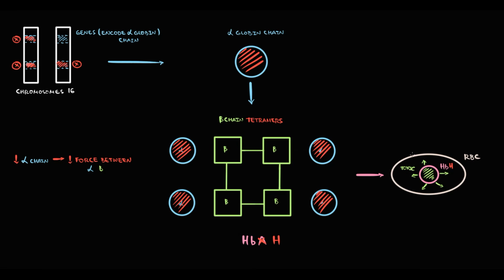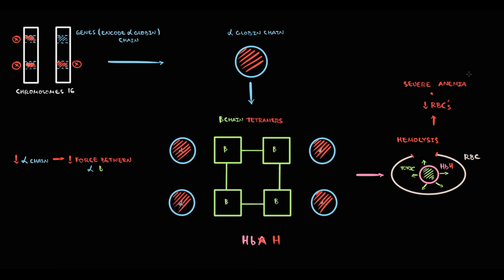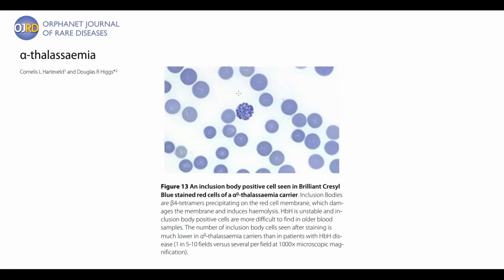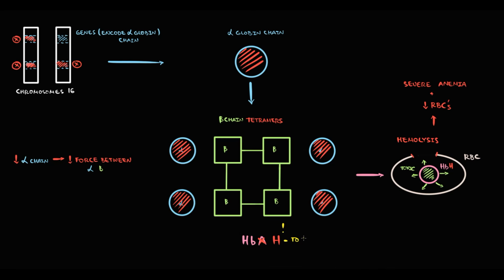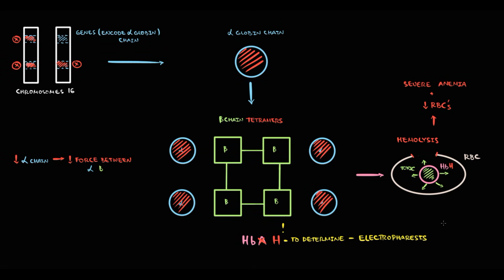Accumulation of hemoglobin H inside the red blood cells, with time, will cause red blood cell destruction, which we call hemolysis. And hemolysis will cause a decrease in red blood cell count and severe anemia. On this image, we can see the inclusions inside the red blood cell, which are in fact hemoglobin H molecules. But in clinical practice, the more reliable diagnostic method to determine hemoglobin H is electrophoresis.